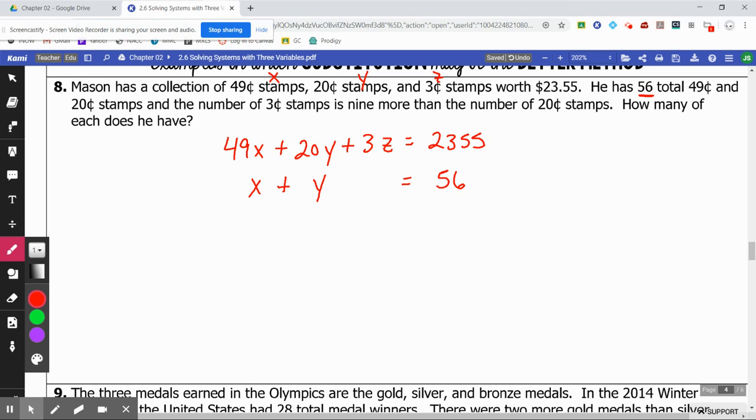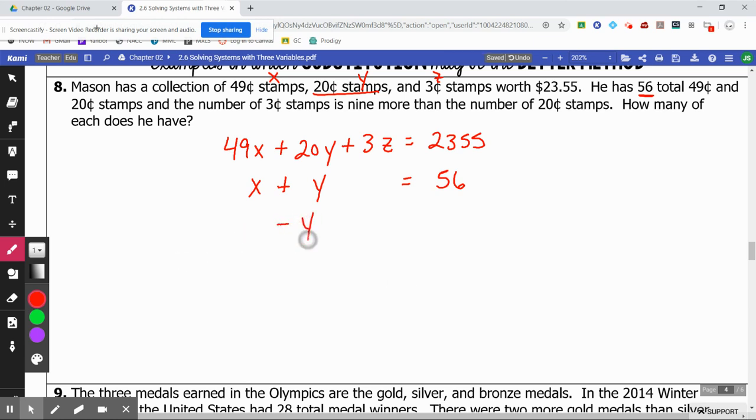Next up, it says the number of 3-cent stamps, which would be z. The number of 3-cent stamps is 9 more than the number of 20-cent stamps. So it'd be z equals y plus 9. Now, if you want to change that around, we can get that in the form that the other equations are written in. We can move the y over here, and it becomes a negative y. So that'd be negative y plus z is equal to 9.